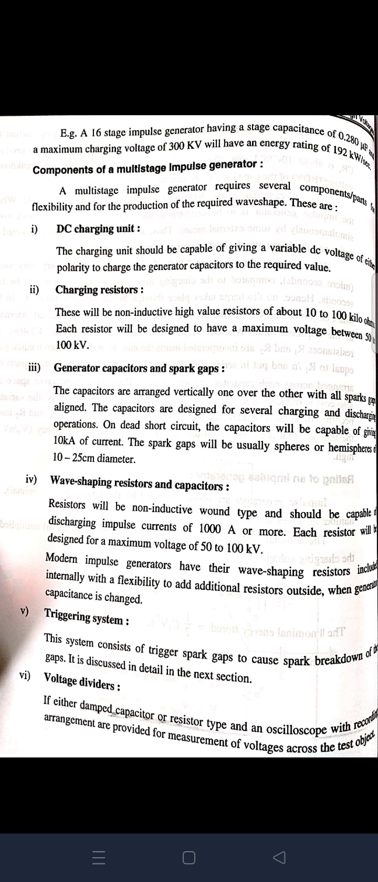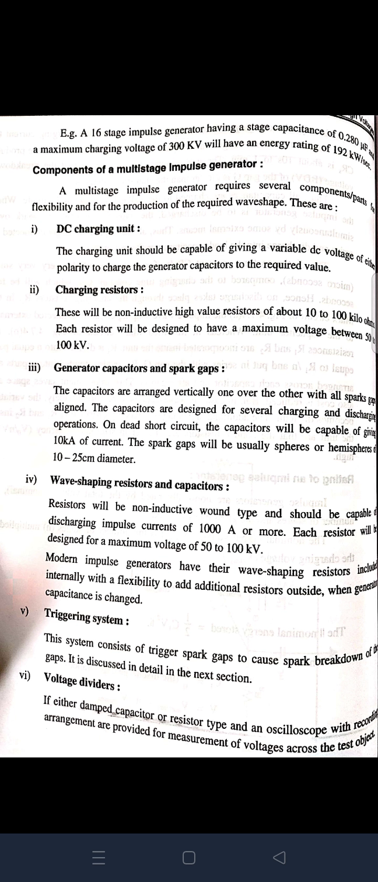This system consists of triggering spark gap to cause spark breakdown of the gaps. It is discussed in next section. Voltage divider. Either damped capacitor or resistor type, and an oscilloscope with recording arrangement are provided for measurement of voltage across the test object. So these are the values and component parts we use in our multi-stage impulse generator.